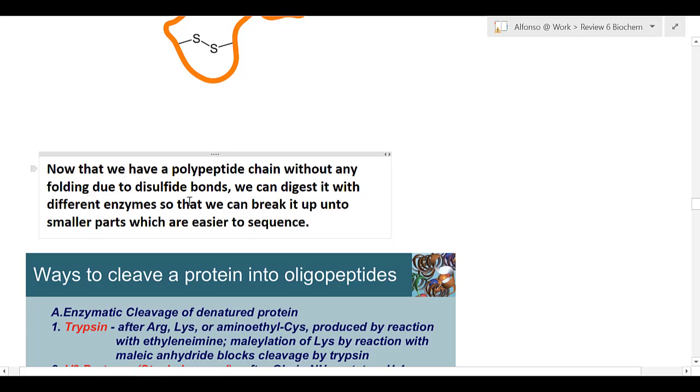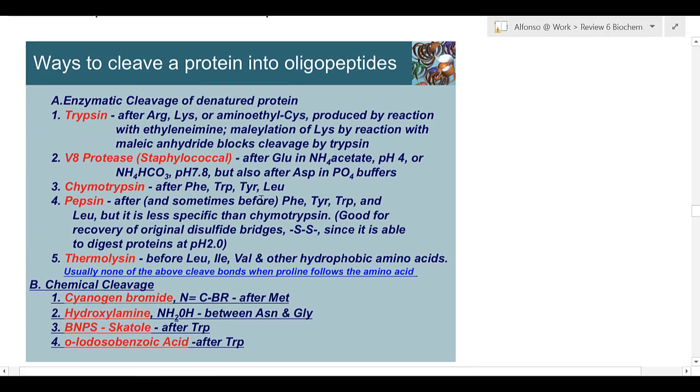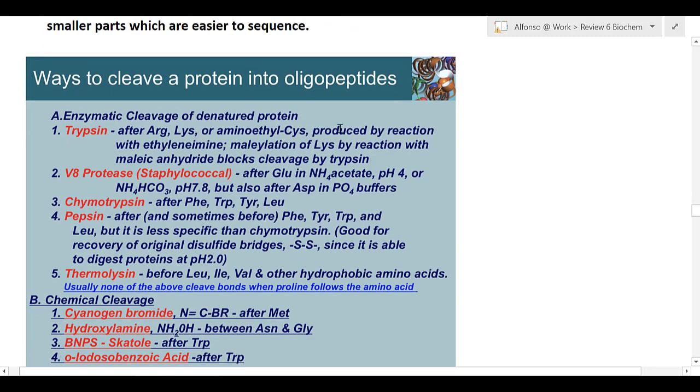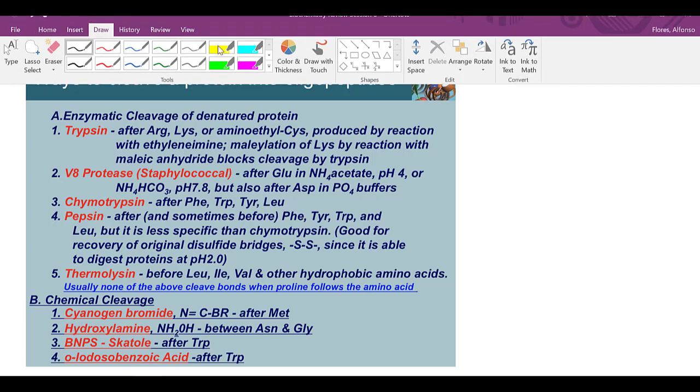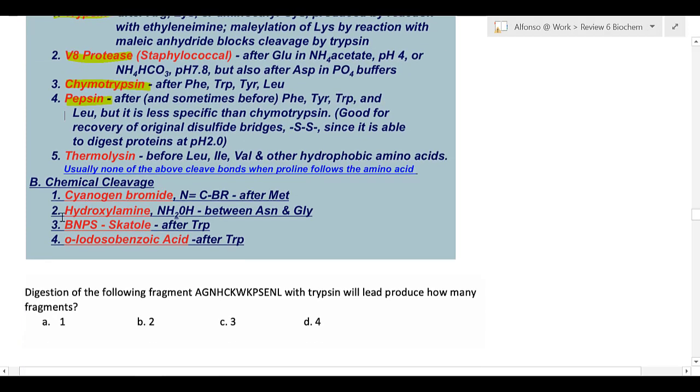Now that we have a polypeptide chain without any folding due to disulfide bonds, we can digest it with different enzymes so that we can break it up into smaller parts which are easier to sequence. So you're going to want to know all of these enzymes for your exam. You want to know trypsin, V8 protease, chymotrypsin, pepsin. I don't know about thermolysin. And you're going to want to know the methods to chemically cleave polypeptides.